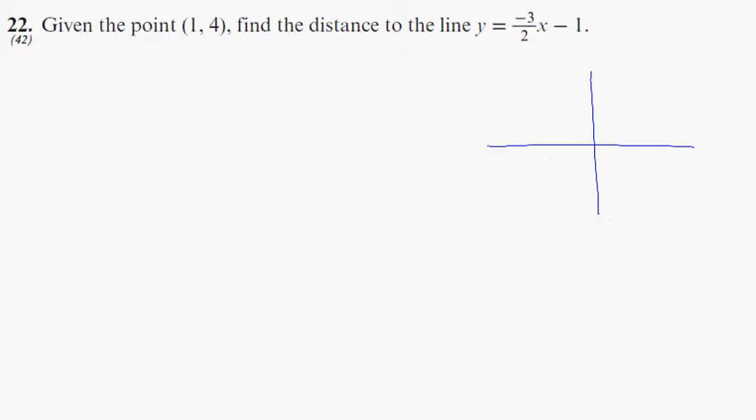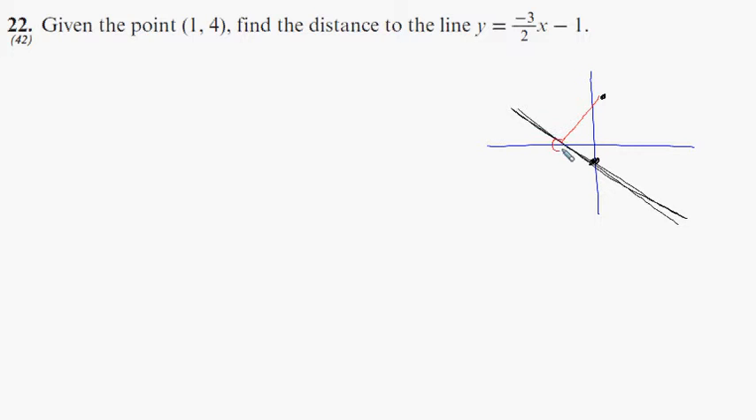Okay, so the point (1, 4) is going to be about here somewhere. And then y = -3/2 x - 1 is crossing at -1. The slope is negative, so it's going to be some kind of shape like this. I'm not going to spend a lot of time, but the idea is that the distance is from here to here.